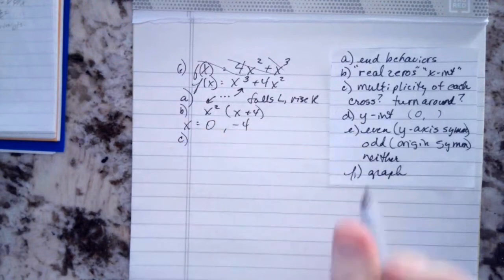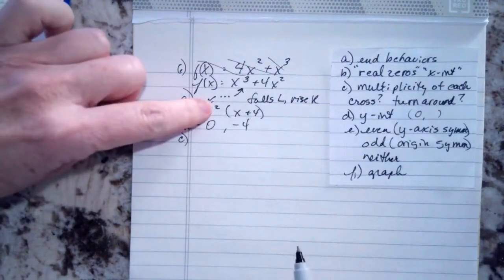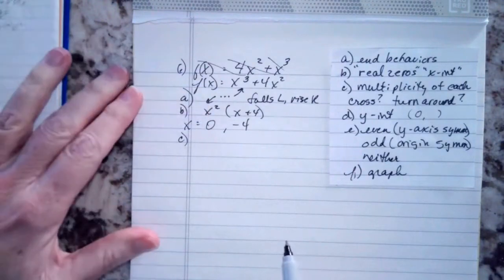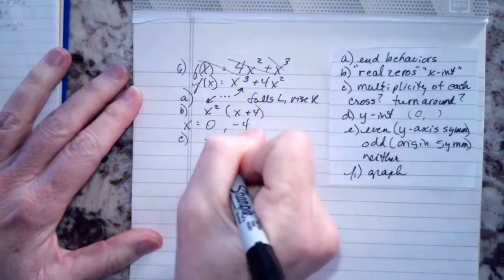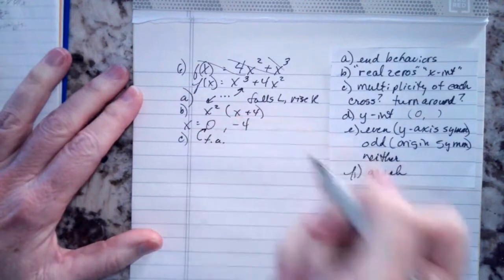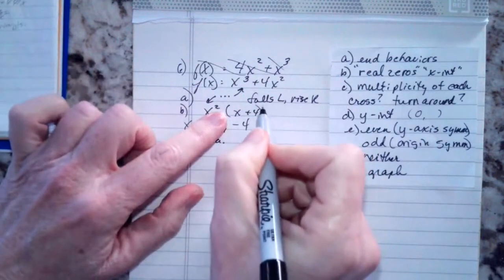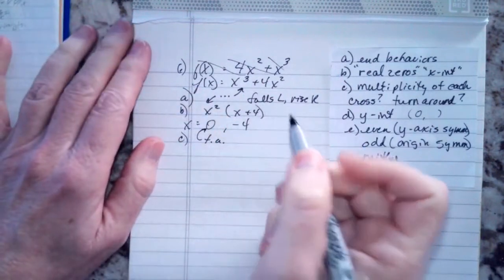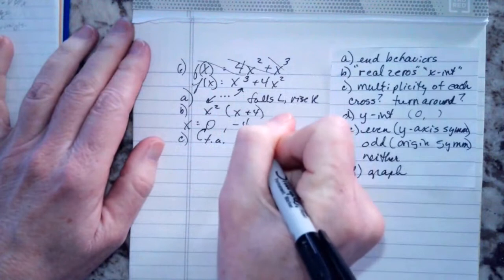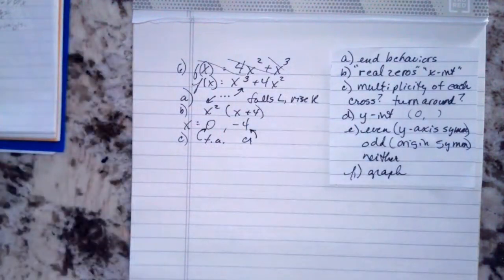Next thing they want from you is the multiplicity of each one. Are they crossing or are they turning around? The 0 has an exponent of 2, so that tells me he's going to be a turnarounder. That guy's going to turn around at 0. The -4 has an exponent of 1, a multiplicity of 1, so we're going to be crossing there at the -4.